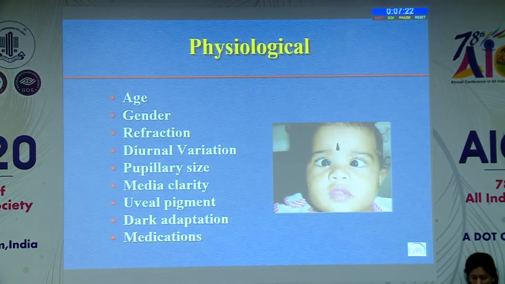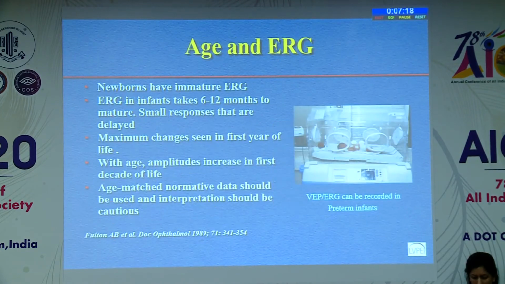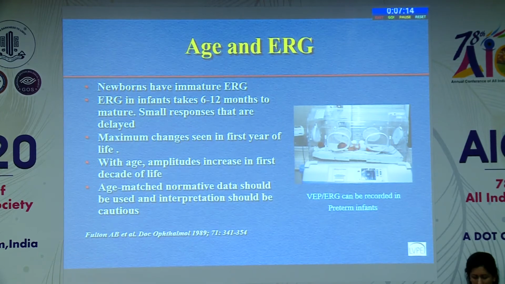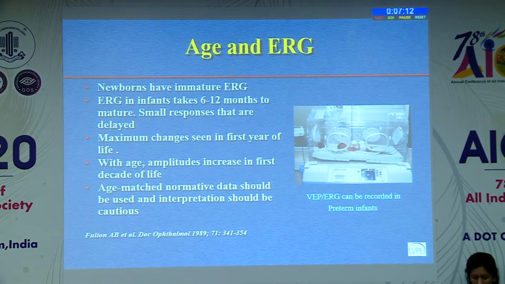So there's a huge list of things that cause these physiological changes. I'll just tell briefly some of them. What Praveen just now said, that if you have children, then the ERG should be interpreted with caution. I have seen so many children labeled as blind because the ERG was not recordable or the VEP was not recordable.